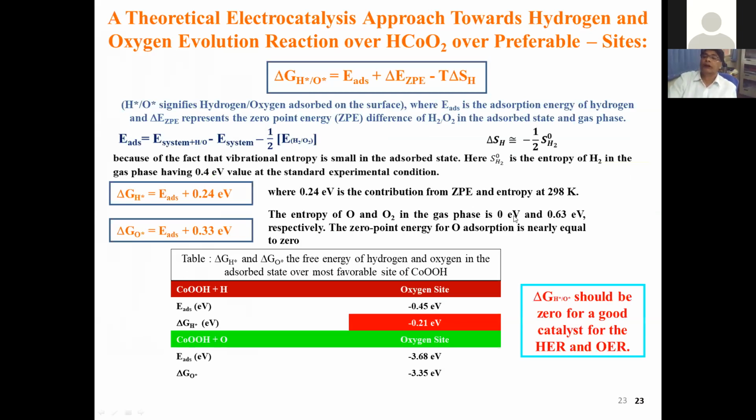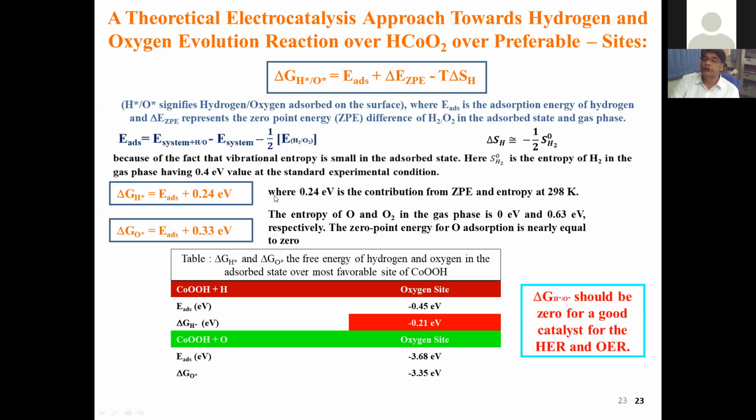energy at the X point. The whole theory basically lies in the electrocatalytic approach for hydrogen and oxygen evolution reactions over preferable sites. This is the basic reaction, right? Where H star, O star signify hydrogen and oxygen adsorbed on the surface, where E adsorption is the adsorption energy of hydrogen and delta E represents the zero point energy difference of the hydrogen molecule or oxygen molecule in the adsorbed state and the gas phase. And therefore, E adsorption can be expressed by this expression, where delta S, the entropy term, is like that. And because the vibrational entropy is small in the adsorbed state, here S0, this term is the entropy of H2 in the gas phase having 0.4 electron volt value at the standard experimental condition.